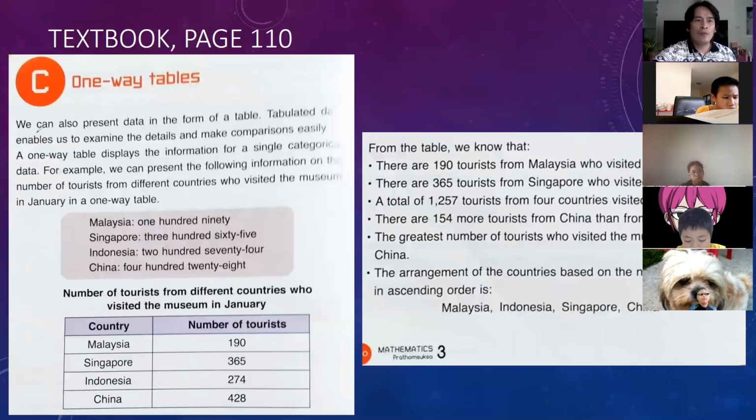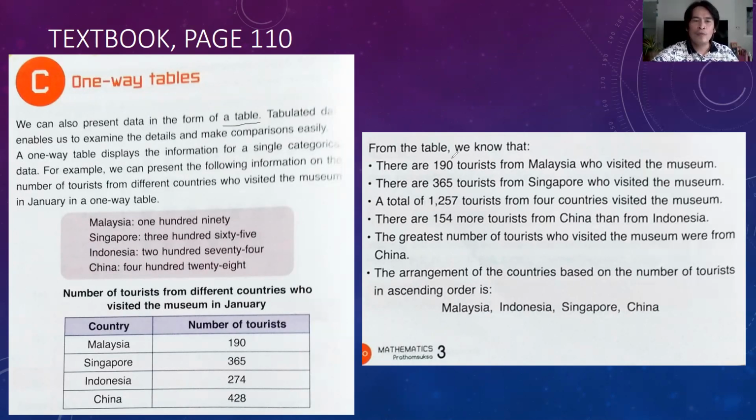One-way tables. We can also present data in the form of a table. So we finished last week how to present data in the form of pictogram. Tabulated data enables us to examine the details and make comparisons easily.